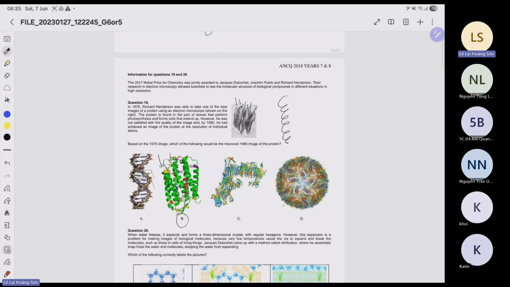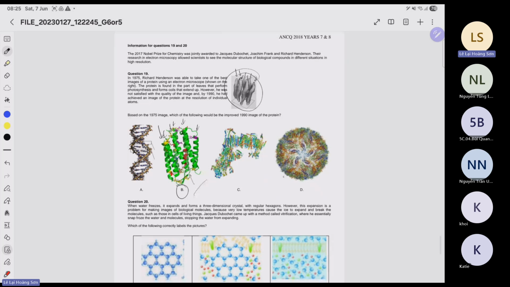One, two, three, four, five, six, and seven. All right. Something similar to this. It will have the helical shape like this, but the number of helices must be the same as well. So it's B. All right. Moving on to question number 20.